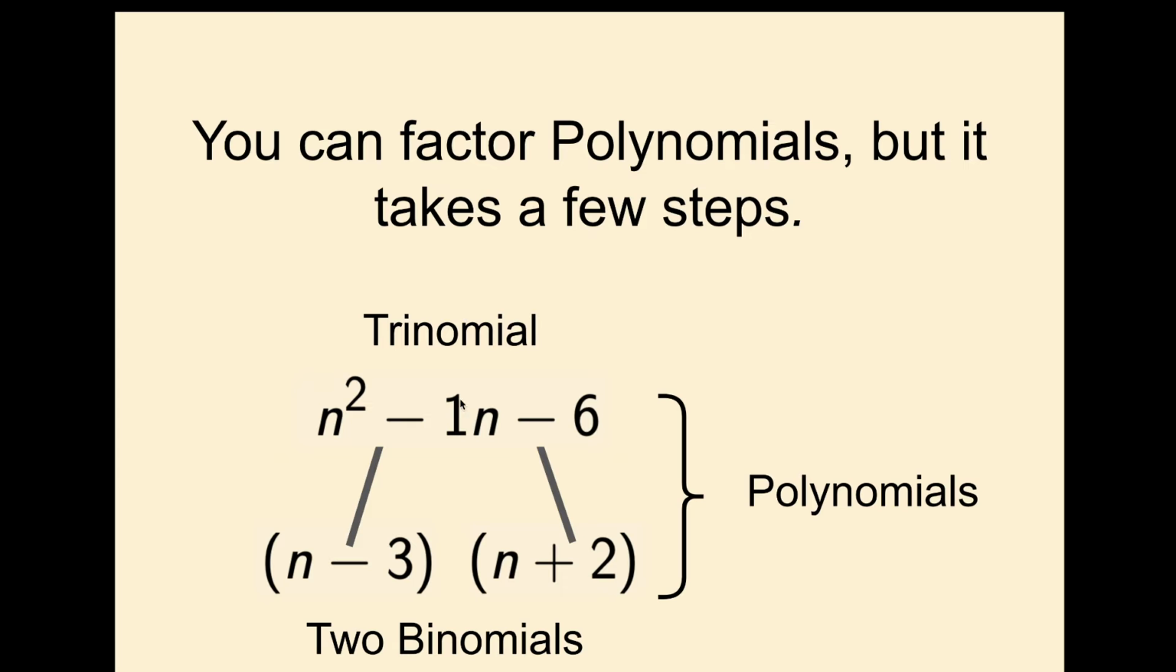Right here, I'm factoring a trinomial, n squared minus n minus 6, into two binomials multiplied together, n minus 3 and n plus 2. Notice that all of these are polynomials. They all have one variable, they have powers, and they have all the characteristics of polynomials. The trinomial has 3 terms, and the binomials each have 2 terms.